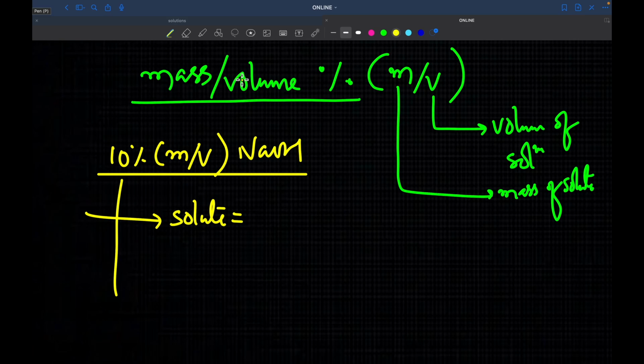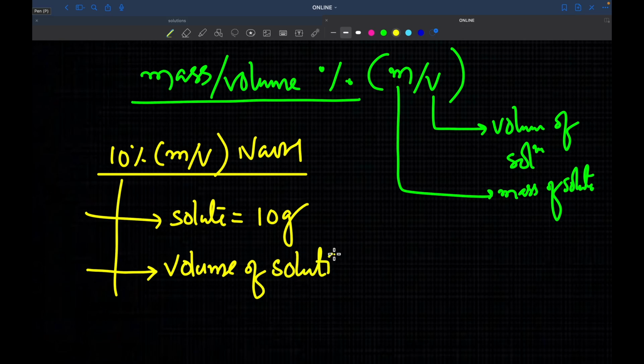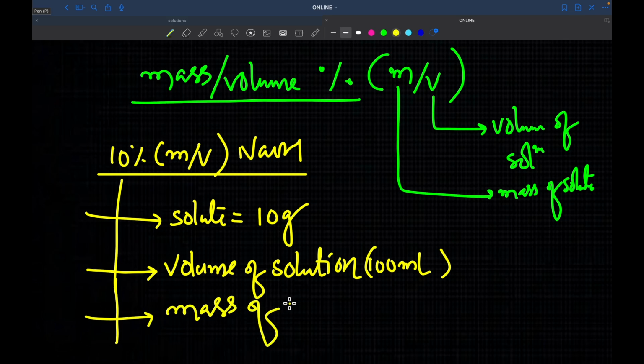10%. Listen, sir. Yeah, what is the mass of NaOH? 10 grams. Right? Now you can say about the volume of solution only. So V is the volume of solution, which is given below, so therefore it is 100 ml. Right? But we need the mass of solvent. How can we do this?